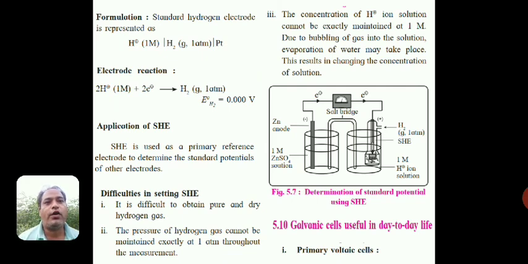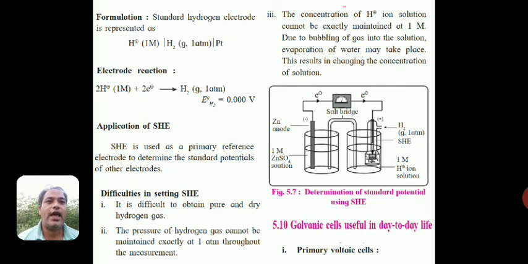Formulation, how to formulate this electrode, that means one mathematical way of writing which gives the whole information regarding that electrode. So H+ in brackets, 1 molar, that is the concentration of the H+ ions, which may be from sulfuric acid or HCl. Then a single vertical line, and then H2.